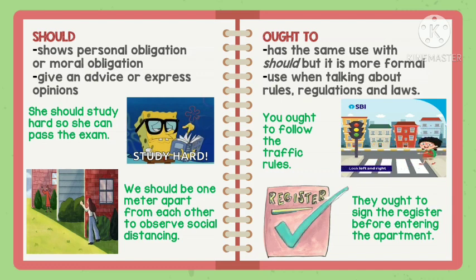For example, she should study hard so she can pass the exam. The receiver has the option whether to follow that advice. That is the difference between should and ought to. You have the option whether to follow or not.